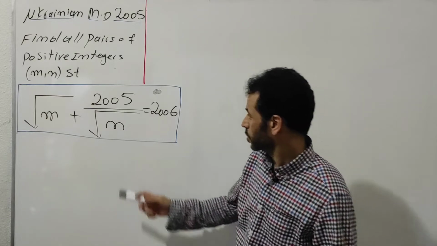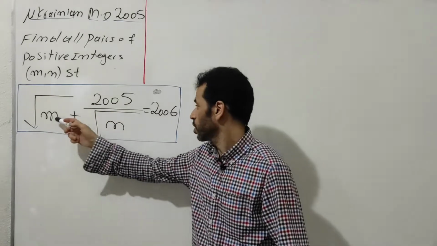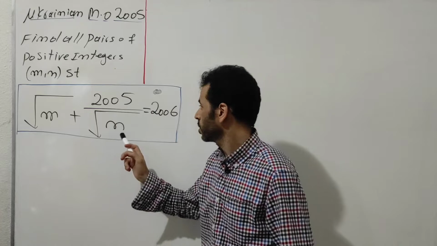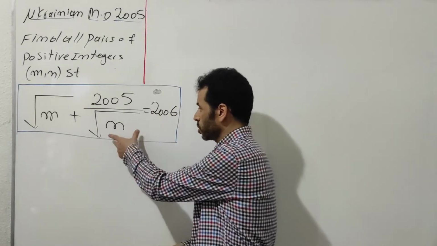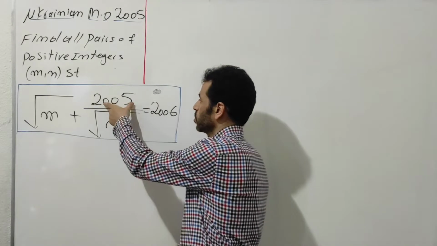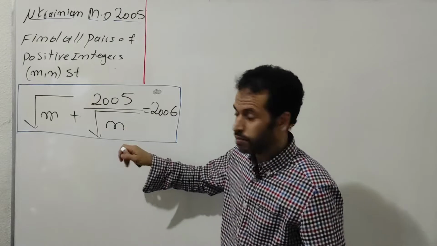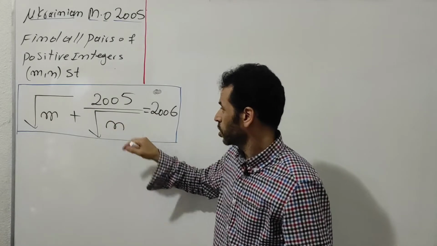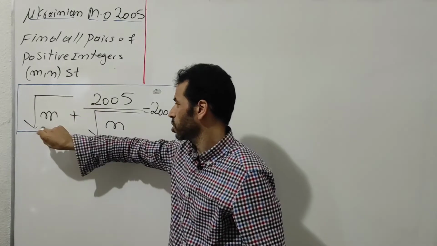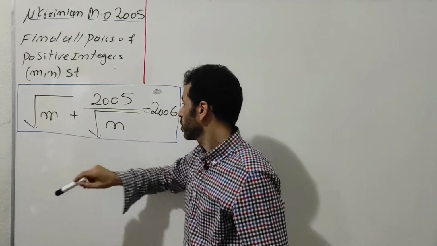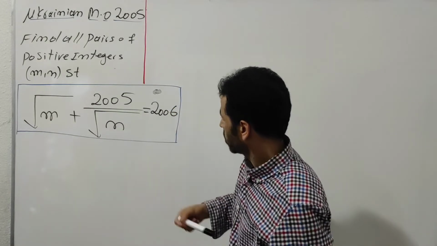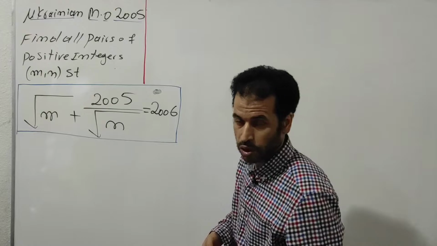So anyway, our goal is to find these terms m and n such that this term must divide this term. At the same time, n must be a perfect square, and also this number must be an integer. So the sum of these numbers must be an integer as well.